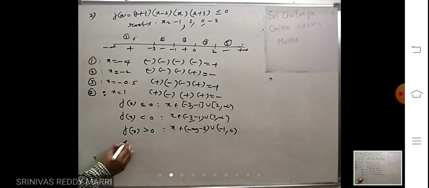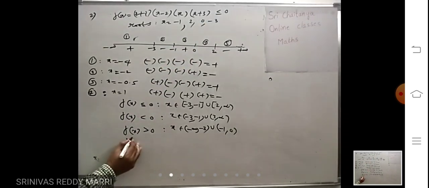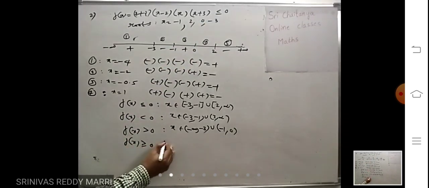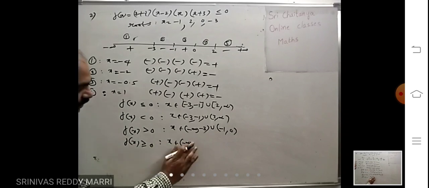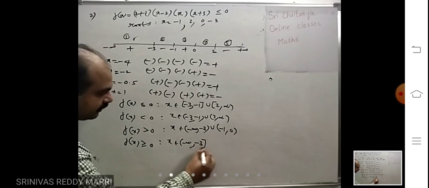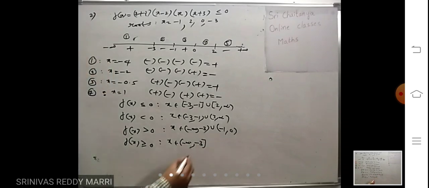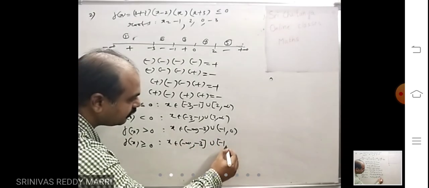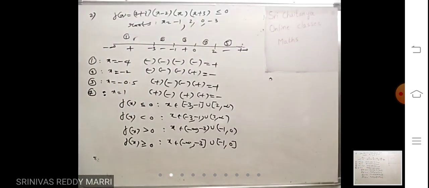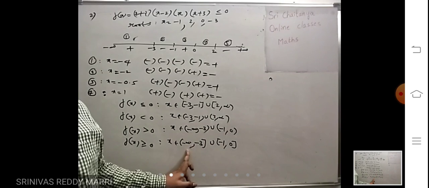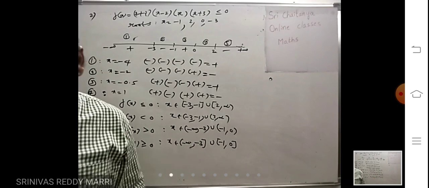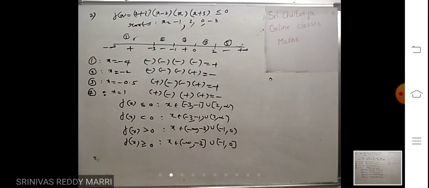Right? Next, suppose he is asking greater than or equal to 0. Only positive intervals, included in closed brackets. Minus infinity to minus 3 union. Minus infinity you always open, don't include it in closed brackets. Now ask your doubt regarding this. Manita, what is your doubt? Tell me.